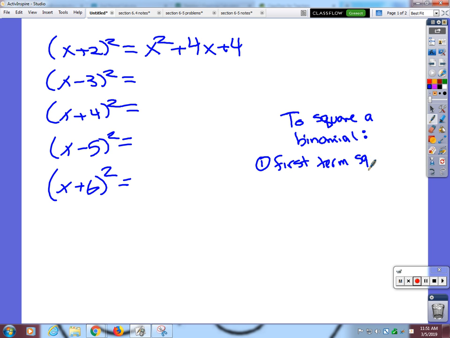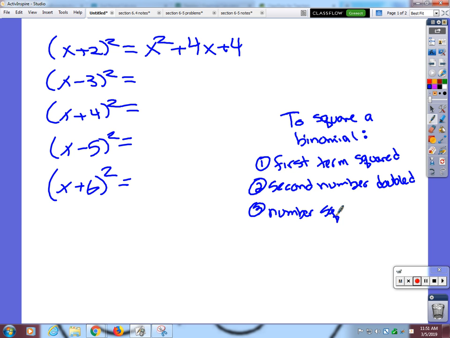So it's the first term squared. It's the second number doubled. And then it's the number... okay, you're right. The second number doubled times x.